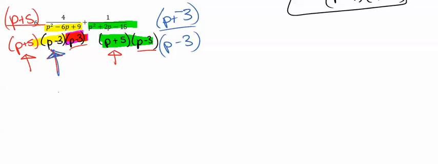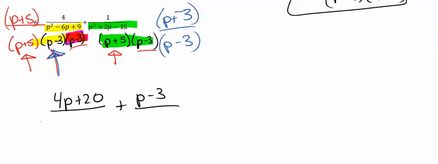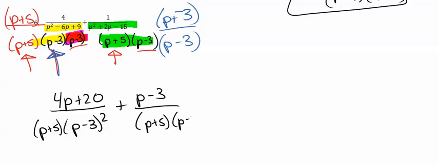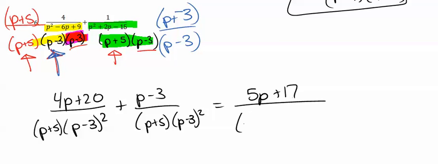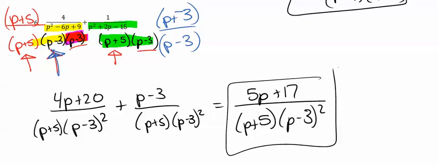Again, I'm going to distribute my numerators, and I'll get 4p plus 20, and I'll get plus p minus 3. And my denominator this time will actually have 3 binomials. I'm going to combine my numerators, and I'll get 5p plus 17 all over p plus 5, p minus 3 squared. The numerator doesn't factor out or reduce, so that's going to be our final answer.